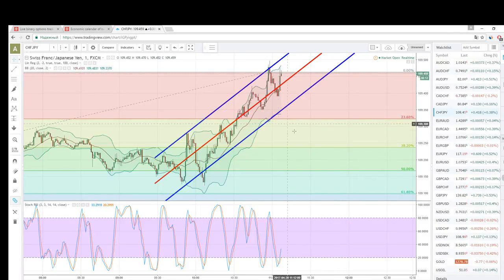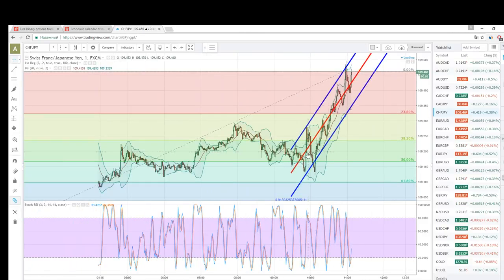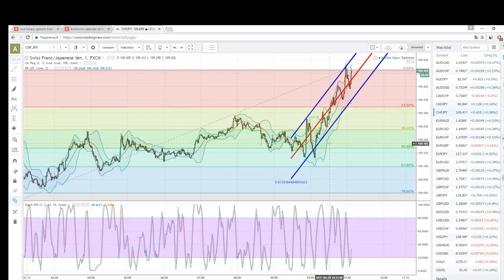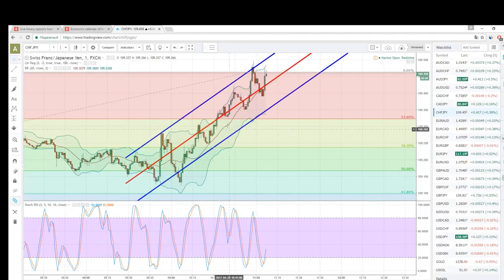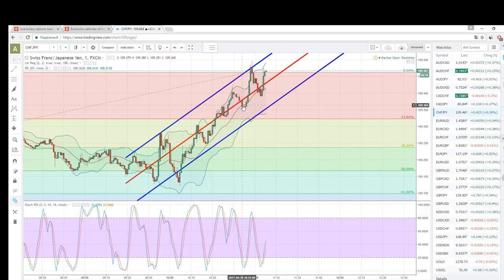I added several regression lines to the charts before the webinar. You can do it yourself, it won't take much time, and you can also use them with me on my platform.